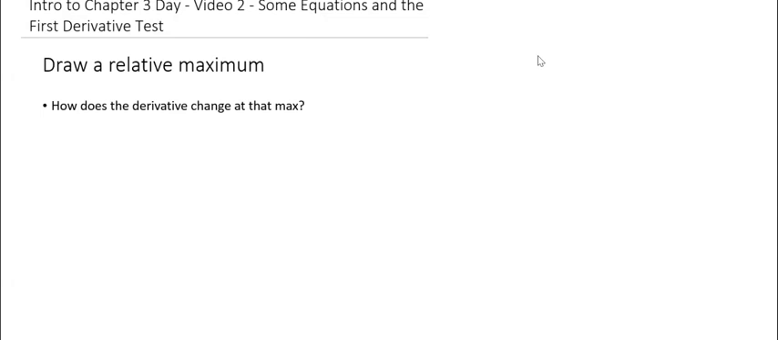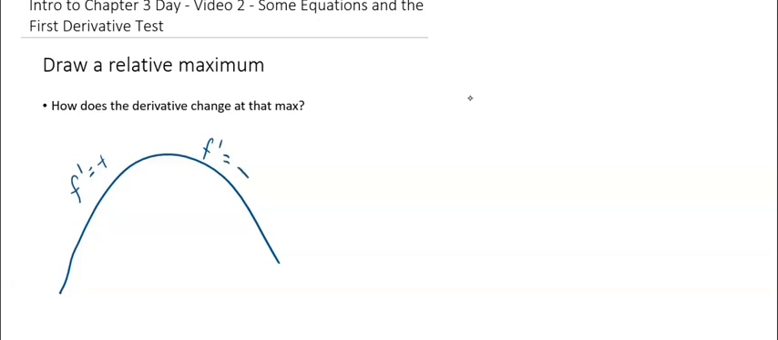So what I would like to do is draw a relative maximum in front of you on whatever you have to draw on. All right, hopefully you drew this. And then my question for you is, how does the derivative change at that max? Well, left of the max, f prime is positive, and then right of the max, f prime is negative. So how does the derivative change at the max? F prime changes positive to negative.